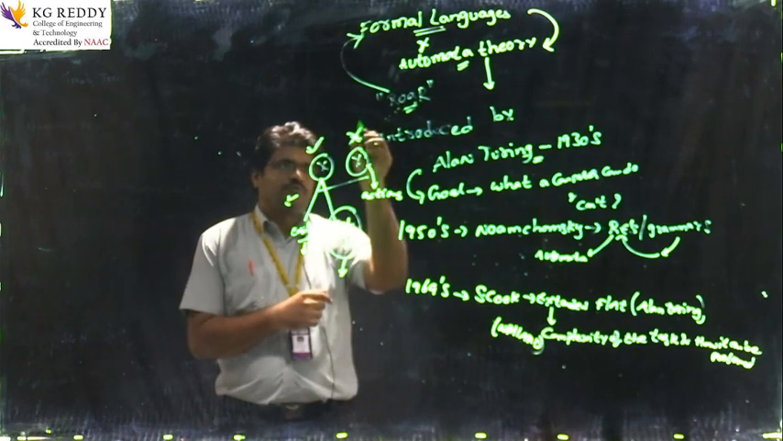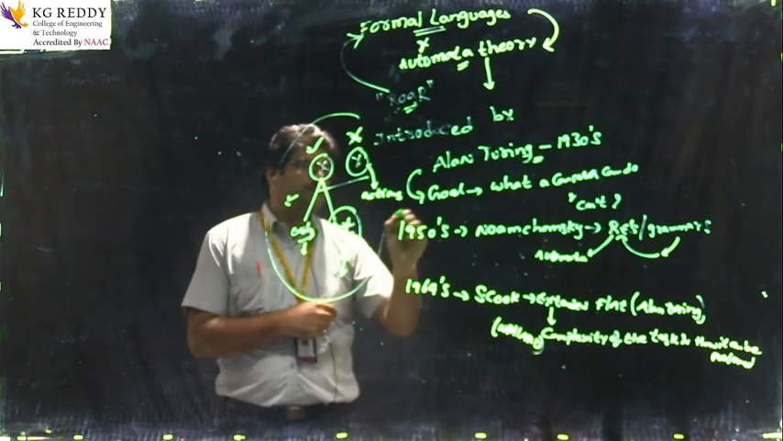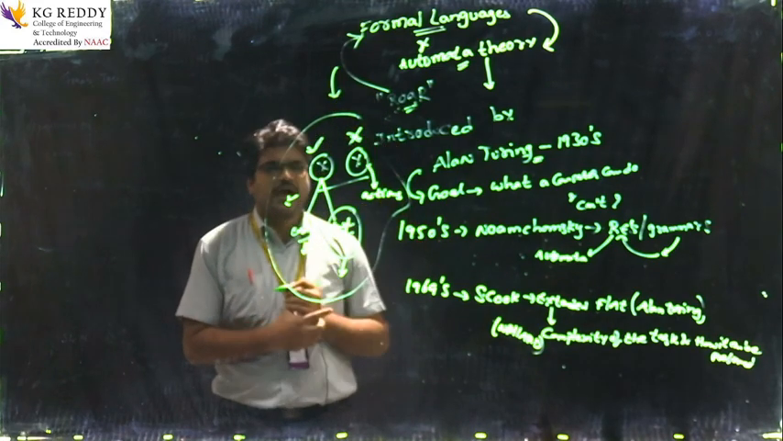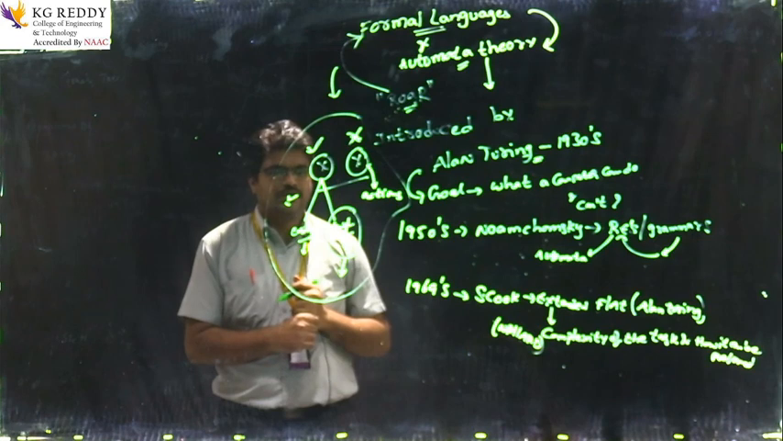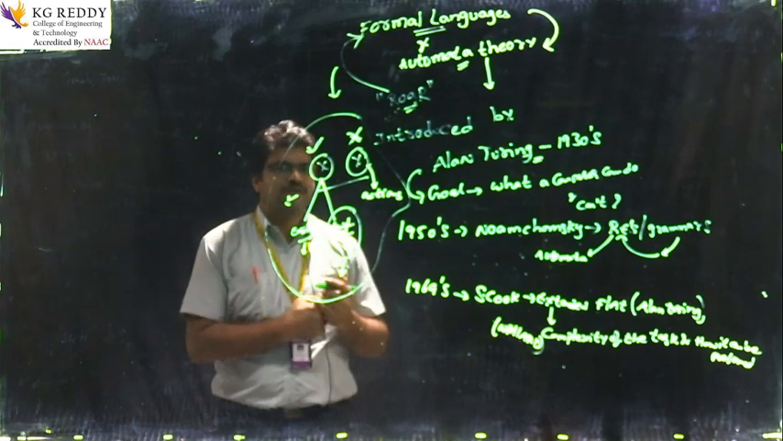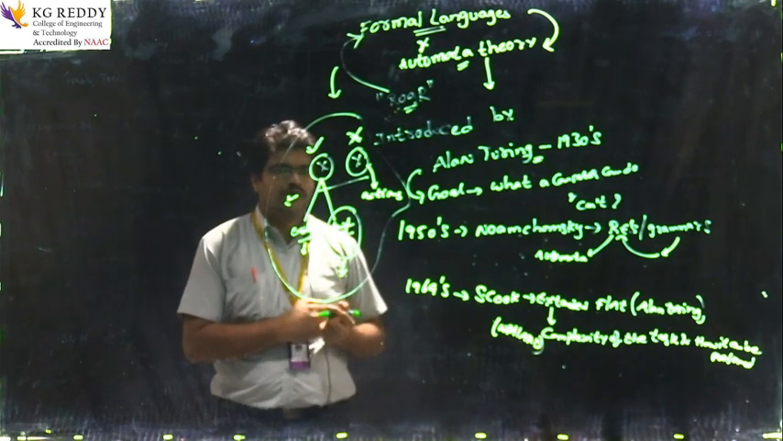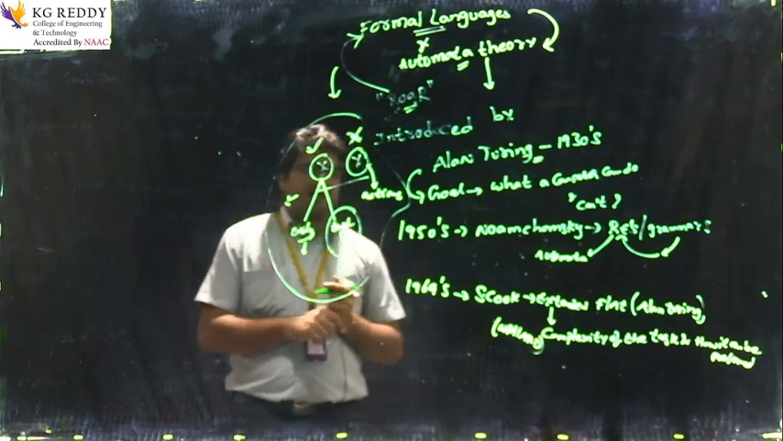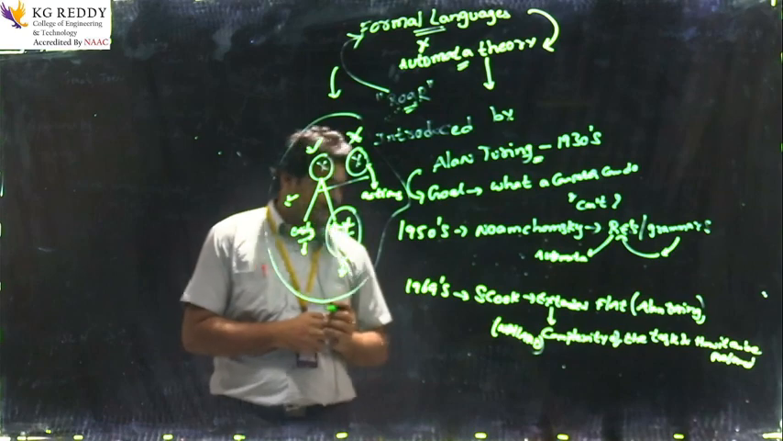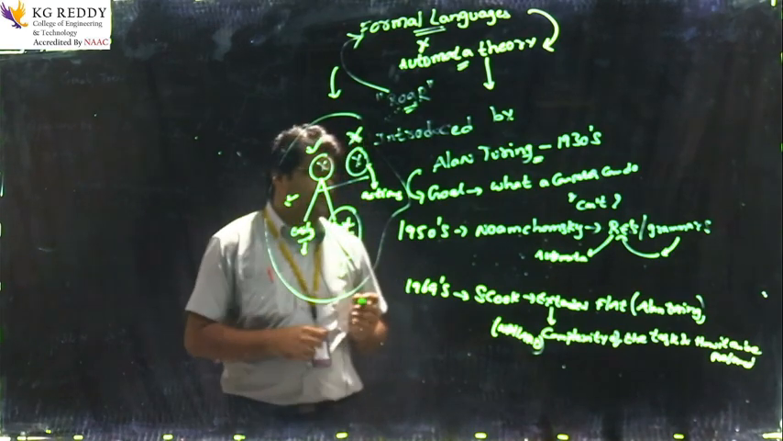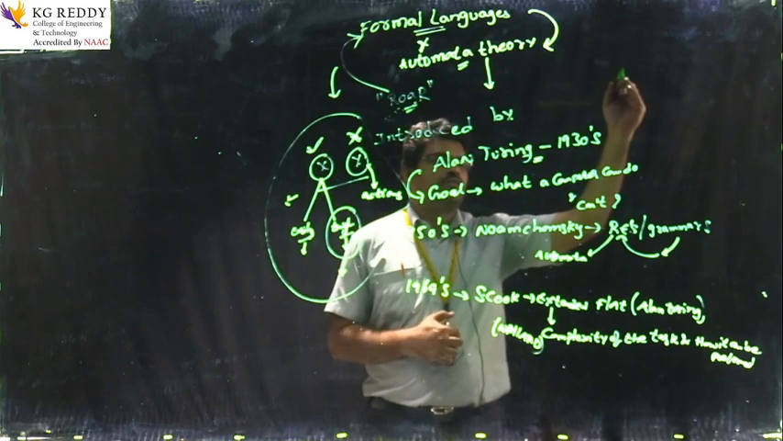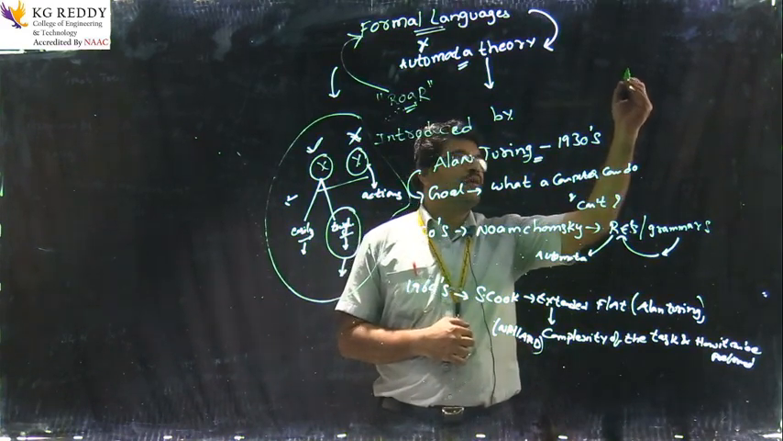Based on all these concepts we have introduced formal languages and automata theory, and it can be used in the designing of real world systems. This is the basic concept of this subject, and now let us know about the structural representation of formal languages and automata theory.